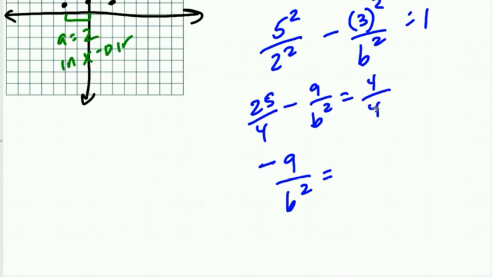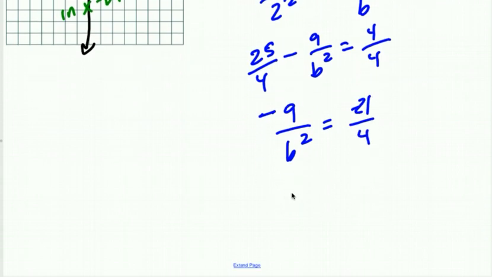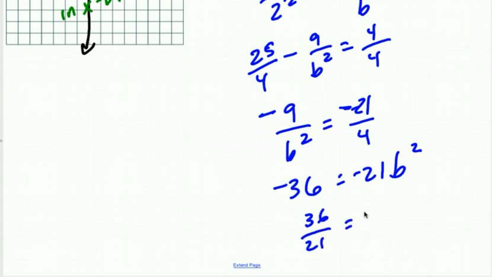When I subtract over here, I'm going to get a negative 21 over 4, right? So when I cross multiply, so that was negative, my bad. I'm going to get negative 36 equals negative 21 b squared. So 36 over 21 is my b squared. And honestly, that's cool. You can leave it that way if you want.